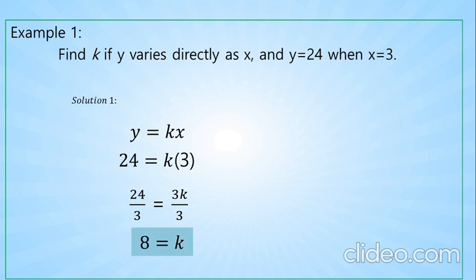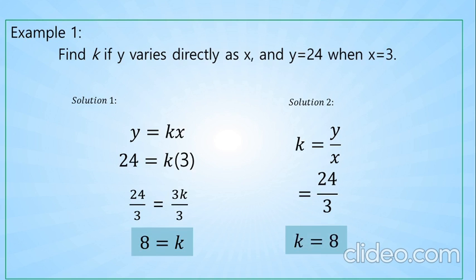For our second solution, we can actually use the formula for k, which is y over x. Again, by substitution, y is 24 when x is 3. So that means we have 24 divided by 3. Then, k is equal to 8.